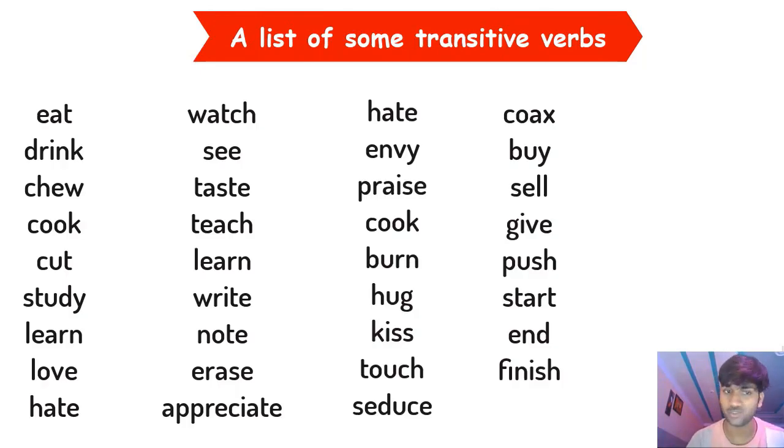Now let me show you the list of some transitive verbs in English, right? These are eat, drink, chew, cook, cut, study, learn, love, and all the verbs you see on the screen. All these verbs can be acted upon something or somebody directly. All right. Let's take some examples.